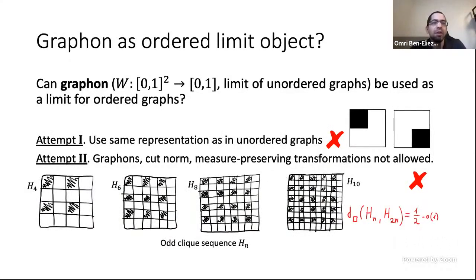Okay, so one first may ask whether we can use the cut distance that we used for unordered graphs to define convergence for ordered graphs. And the answer turns out negative, both when we allow measure-preserving transformations like in unordered graphs, and also when we do not allow them in hope to preserve the ordering of the vertices. So there are some counterexamples here. I explain them in more detail in the longer talk.